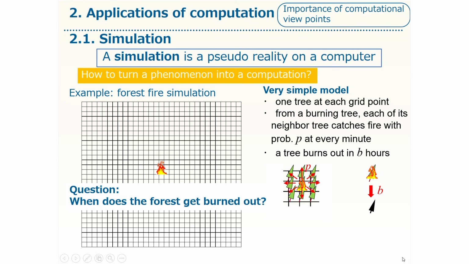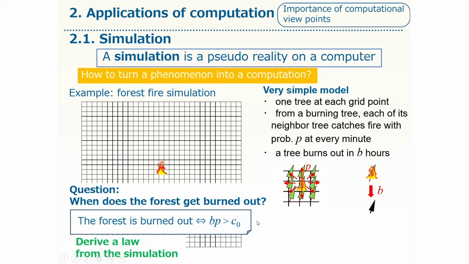Well, we may consider some other parameters such as the size of the forest and so on, but let's fix them and focus on P and B here. We may expect that both P and B need to be large enough. In fact, we can mathematically derive that the value of B times P determines the condition for the complete loss of the forest.